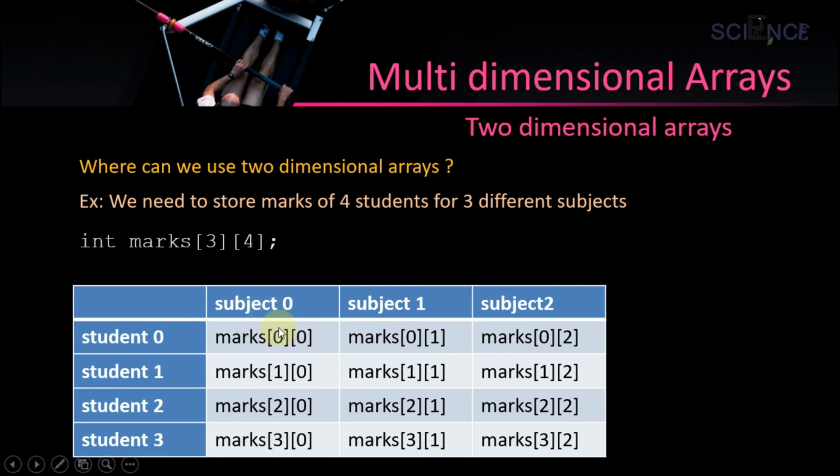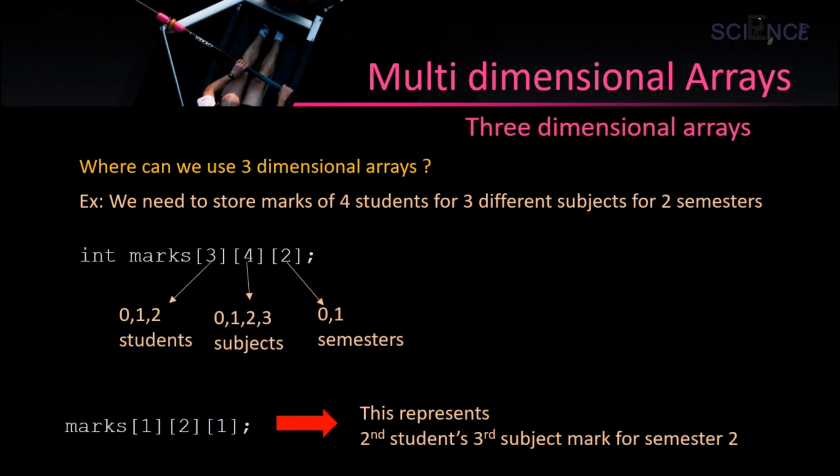So let's say I am going to store the student 0, subject 0, marks. So this is it. So what is the student 1, subject 0, mark? It is this. What is the student 1, subject 1, marks? It is this, right? So now I think you got the idea, right? So likewise you can use 3-dimensional arrays as well. So let's take an example where we can use a 3-dimensional array, right?